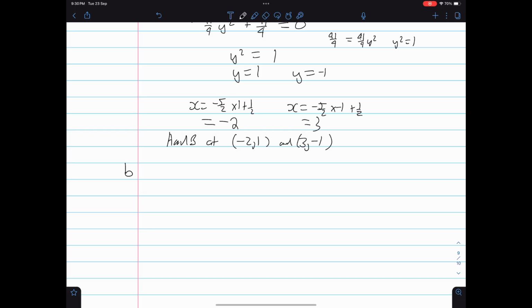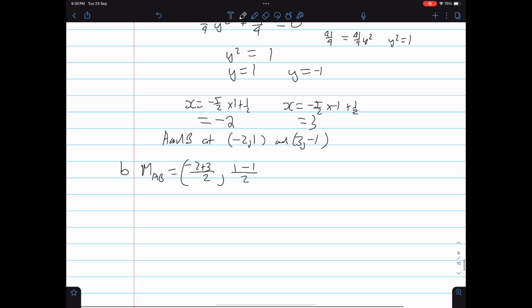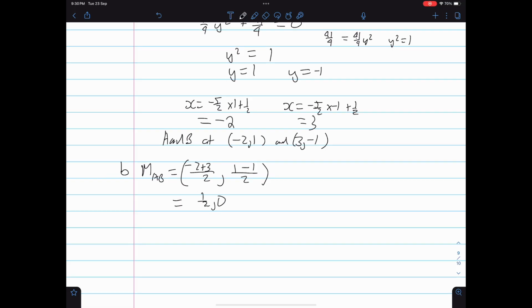And part B wants us to find the midpoint of line AB. So the midpoint of AB is just equal to minus 2 plus 3 over 2, comma 1 minus 1 over 2. So that is half, 0.